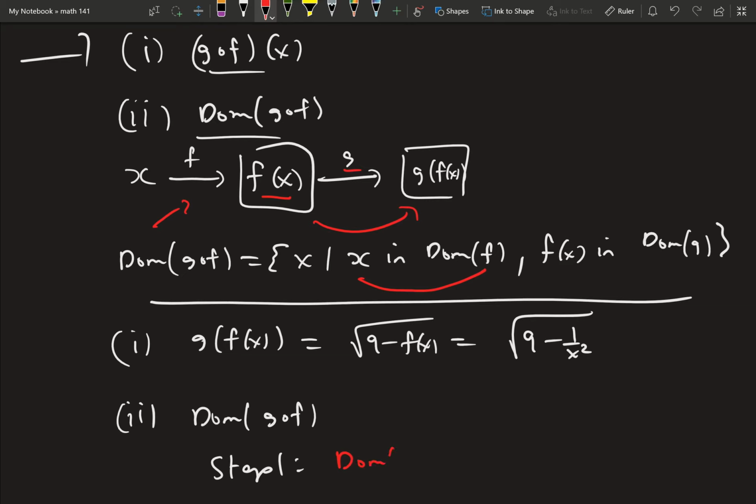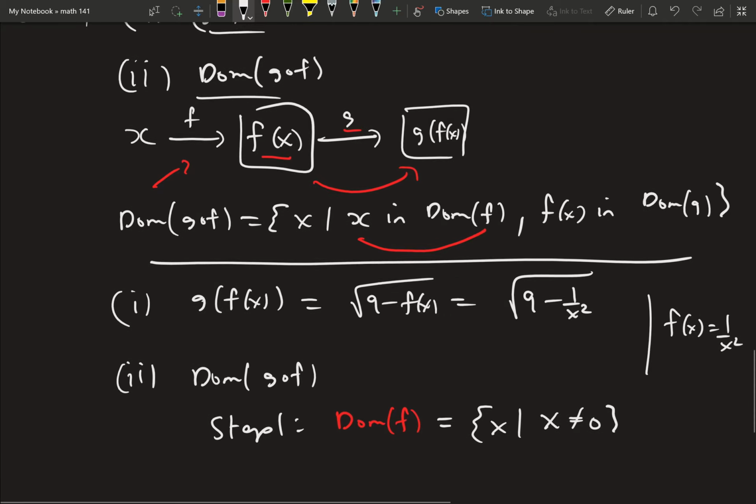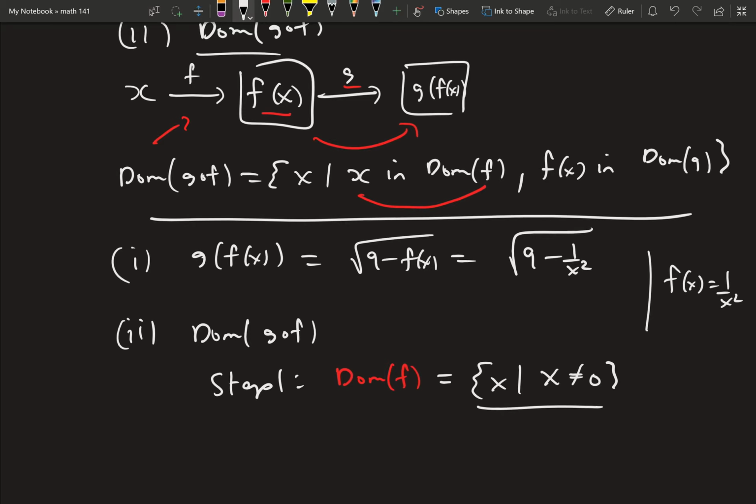So we need to find the domain of f. Well, f of x, remember, was just 1 over x squared. So it's all x except 0, x where x is not 0, right? We saw that a little bit earlier. The denominator is 0 exactly when x is 0. So it's all x except 0. This is our domain. In interval notation, this is negative infinity to 0, union 0 to positive infinity, with open brackets everywhere so that you don't include 0.